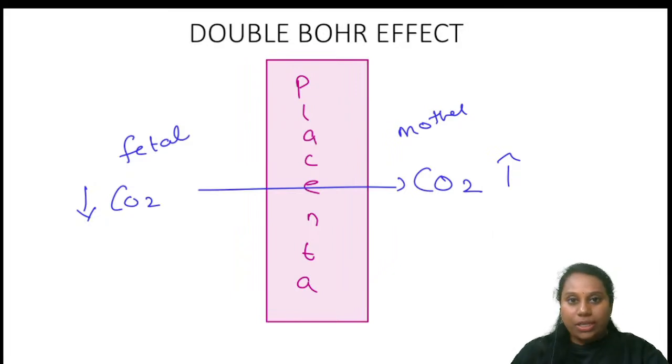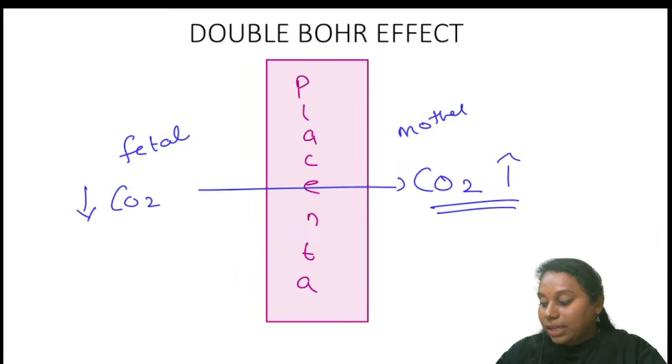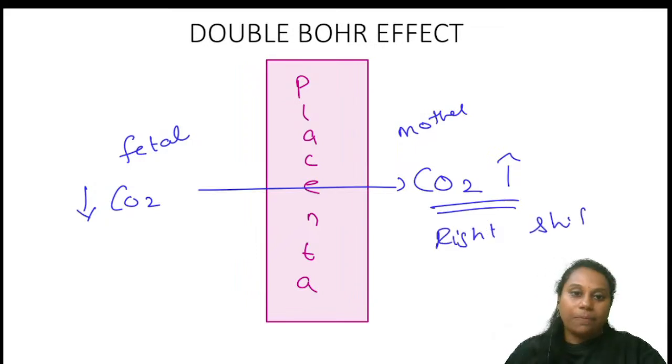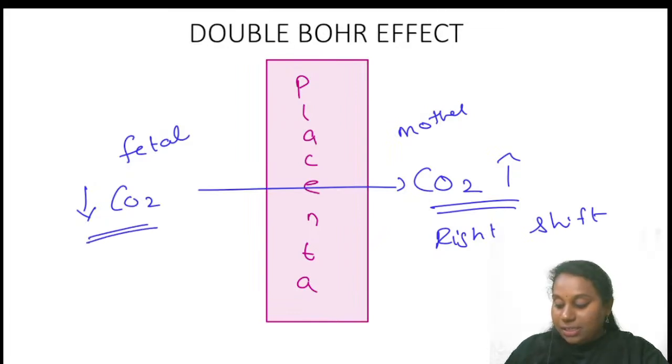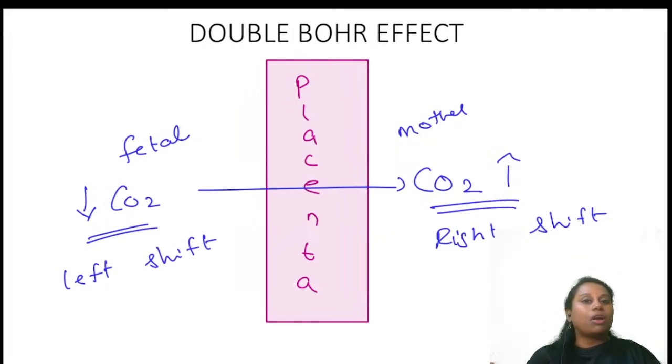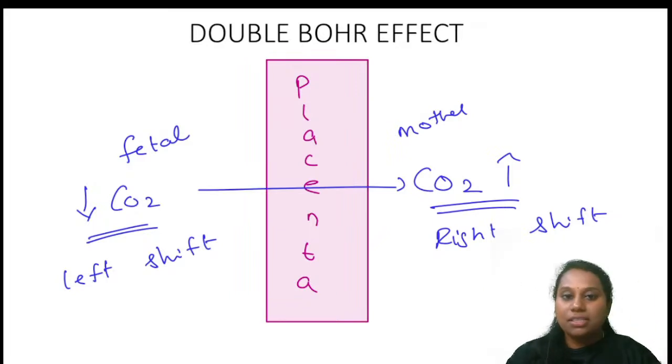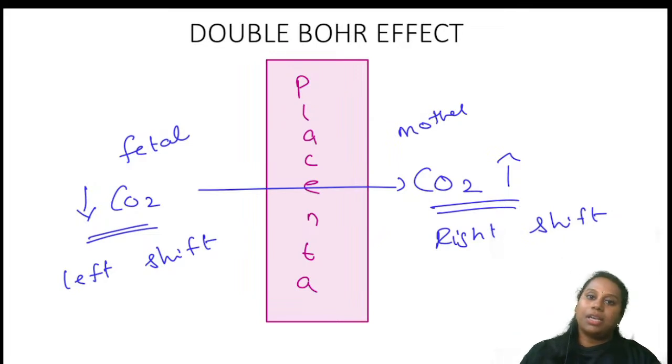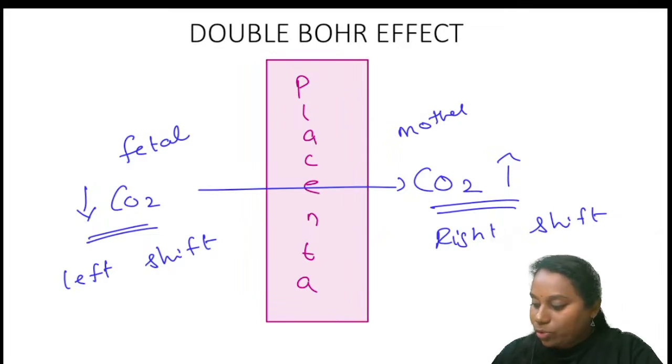Mother side CO2 increases. CO2 increasing causes right shift of the ODC curve. On the fetal side, CO2 decreasing causes left shift of the ODC curve. See, placenta is one single organ which has right shift on one side and left shift on the other side. This is called double Bohr effect. Double Bohr effect happens at the level of placenta.